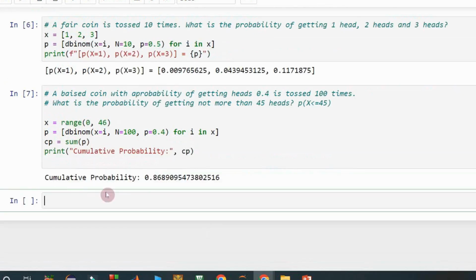If I run this, then I got the cumulative probability as 0.86. That means there is a probability of 87% to get not more than 45 heads, which is the way of calculating cumulative probability. So that's all guys. This is the end of implementing the binomial distribution function in Python language.